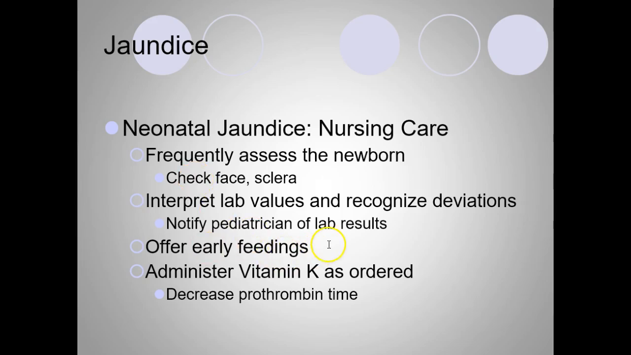Offer early feedings. Again, the more you pee, the more you poop, the more bilirubin comes out the chute. So you guys, feeding. This is why your urine's yellow and your feces are brown. It's the byproducts of that bilirubin breakdown, and so you really need to get them to feed. Give the vitamin K, and you guys, the vitamin K is so important to prevent a brain bleed, and it also decreases prothrombin time.